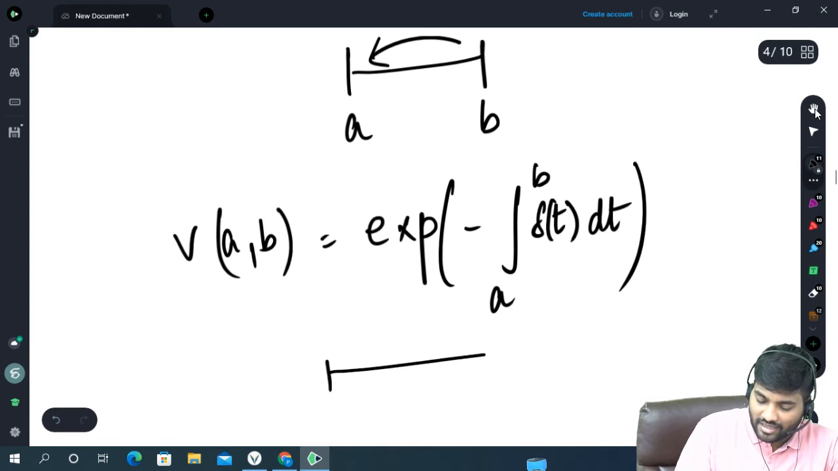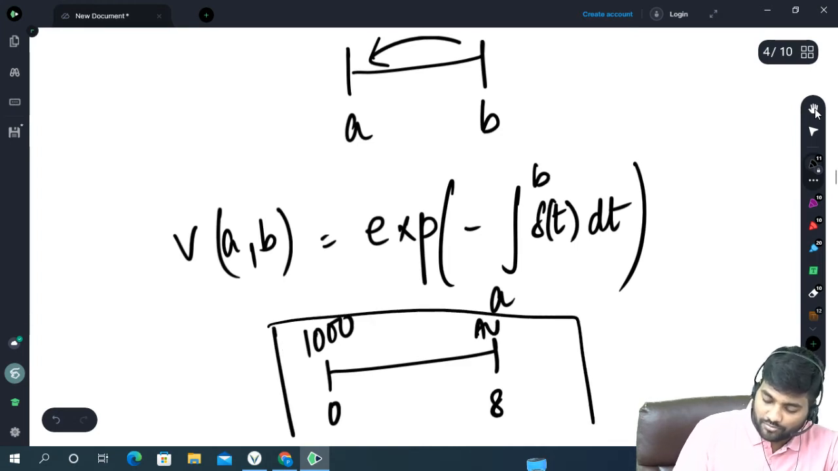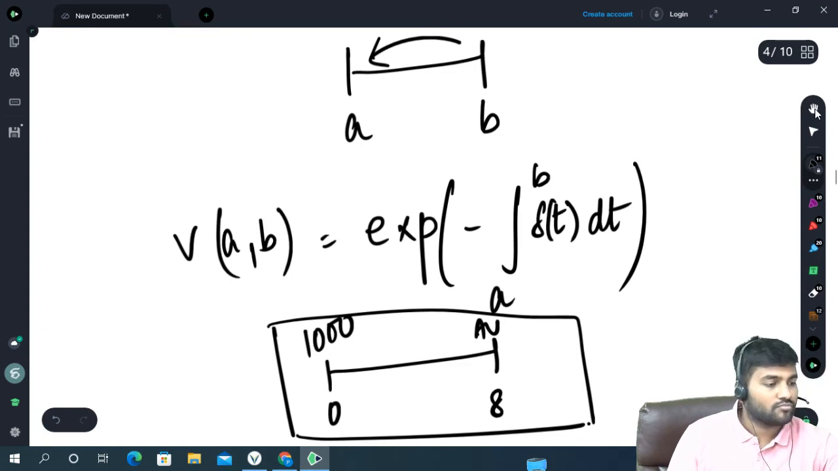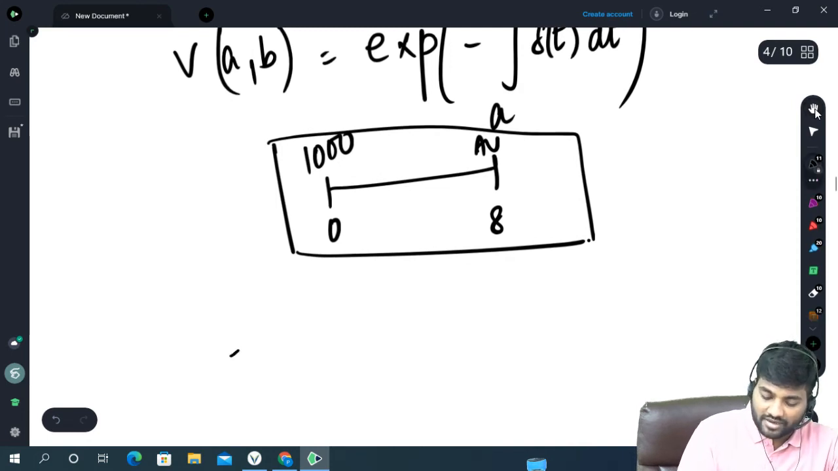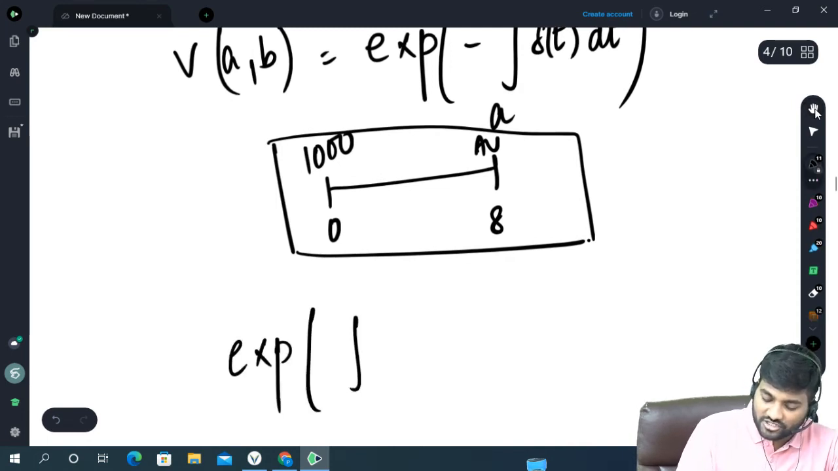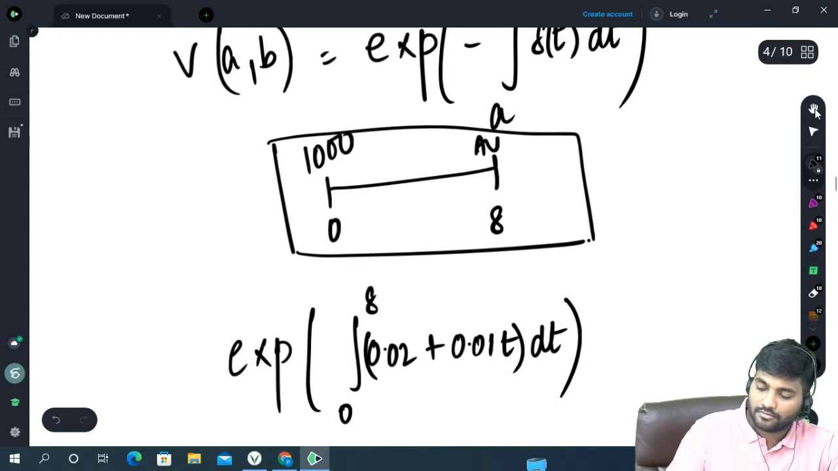Now this is the timeline. We have invested 1000 at time 0. We need to calculate AV at time 8. So how will we do that? We'll calculate exponential integration 0 to 8, right? 0.02 plus 0.01t whole into dt. Okay.